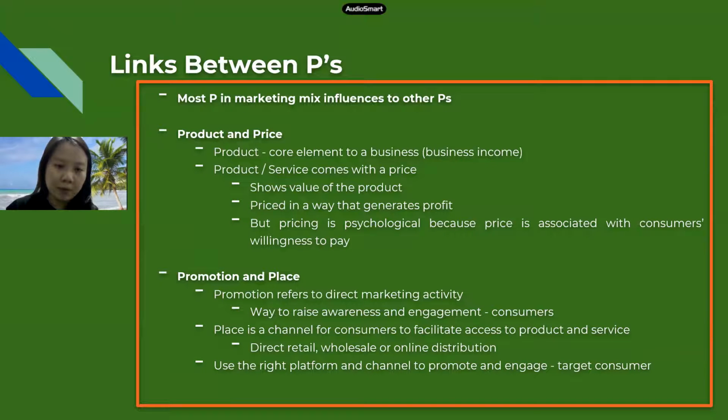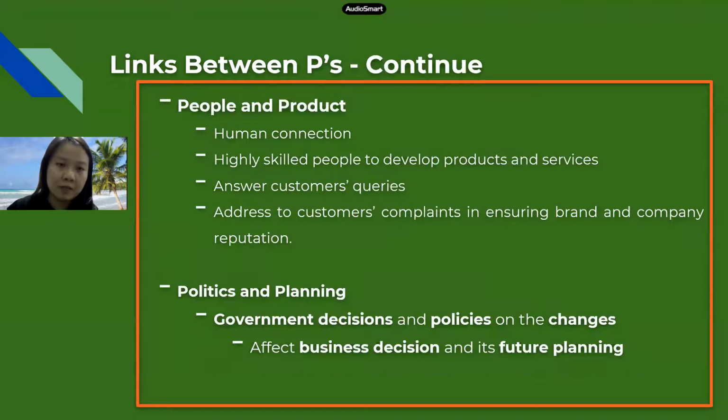Next will be promotion and place. If you want to do promotion, you must have the right place and right platform to reach your target audience, target market. Without the right place and the right platform, your marketing strategy is unable to achieve its goal. Next will be people and product. Of course, product is produced by people and managed by people. The planning, all of that is set by people. So people and product link together.